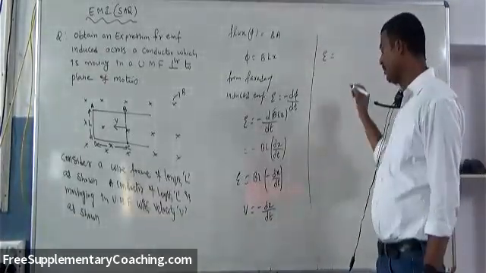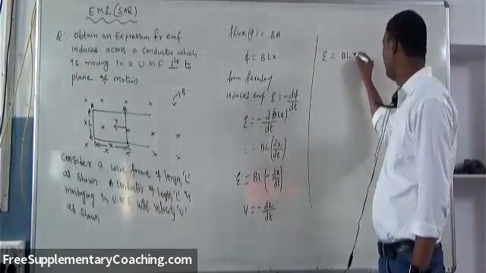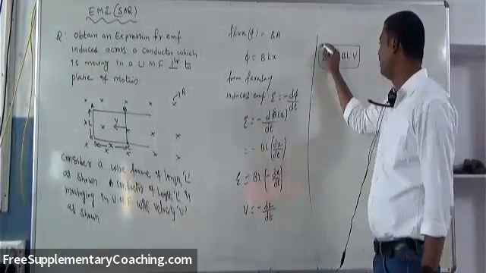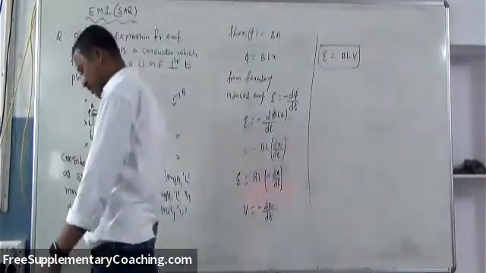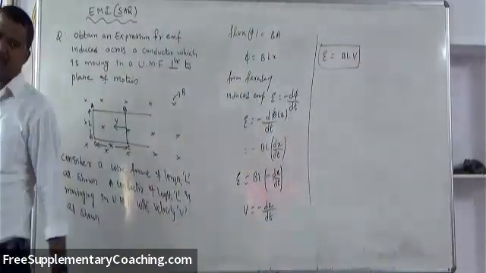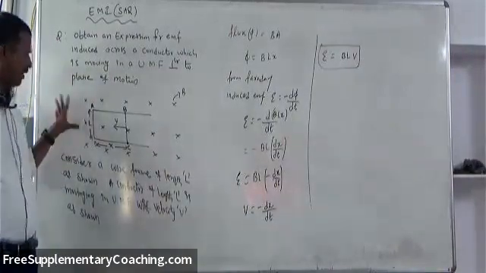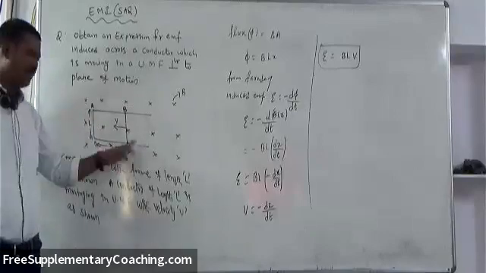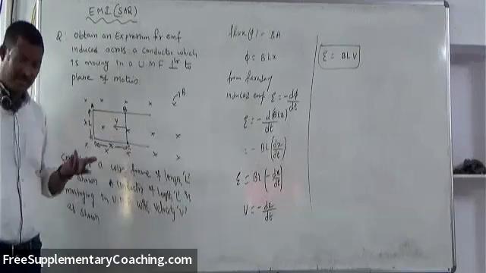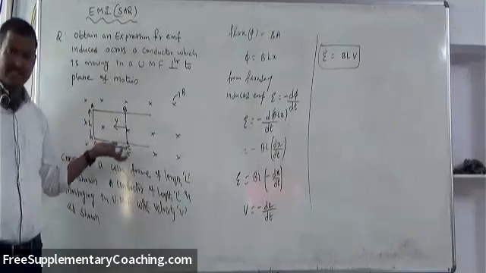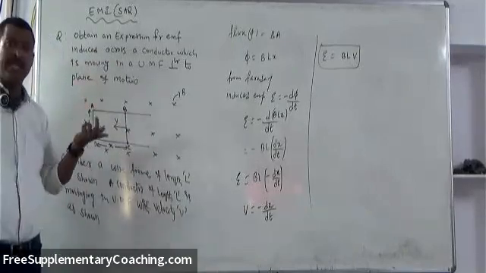E is equal to minus dΦ by dt, which is BLv. This is the induced EMF across a conductor moving in a uniform magnetic field. It's a simple question. You just need to draw a diagram with a simple wire frame, and in that, a conductor of length L, at x distance, is moving in a uniform magnetic field. Then flux is BA, BL into x.